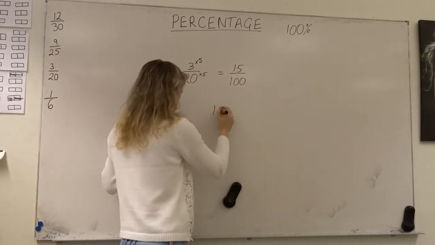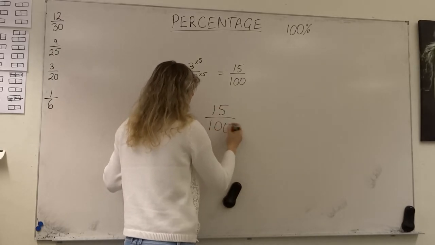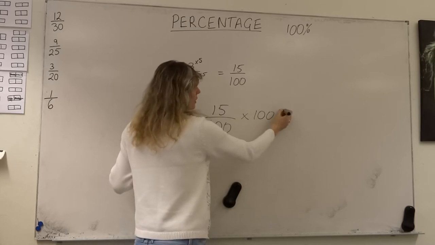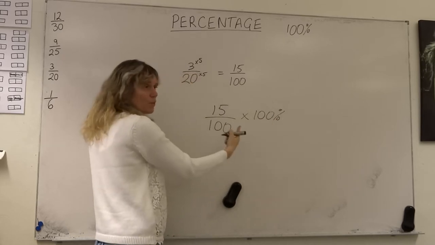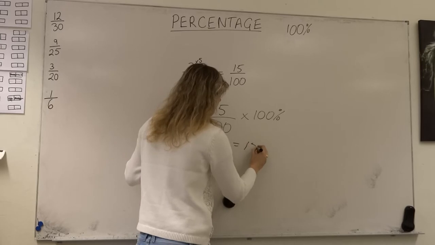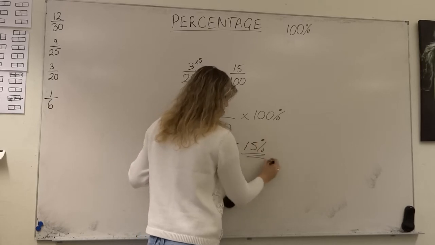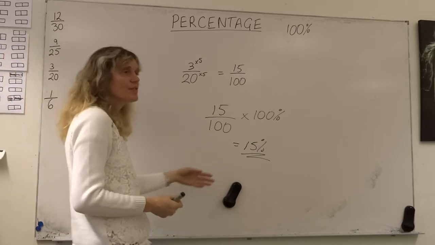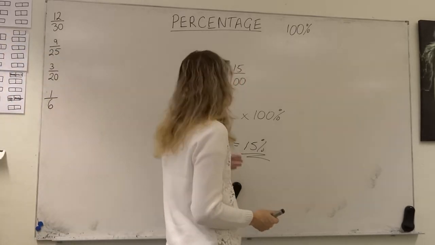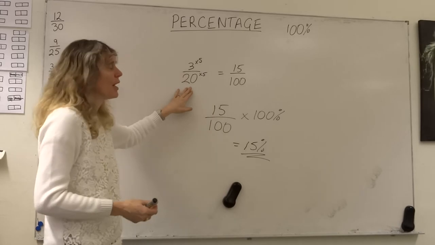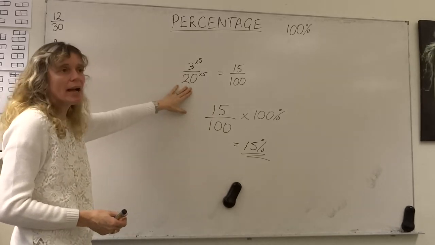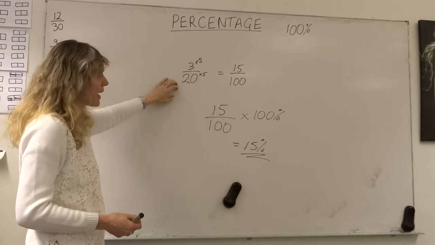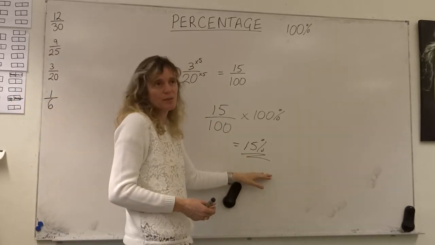To change any fraction to a percentage, we take the fraction and multiply it by 100%. 100 divided by 100 is 1, giving us the answer 15%. So if I was to eat up 15% of my bag of sweets, and there were 20 sweets in the bag, I'd be eating up 3 of them. 3 sweets out of a bag of 20 is the same as 15%.